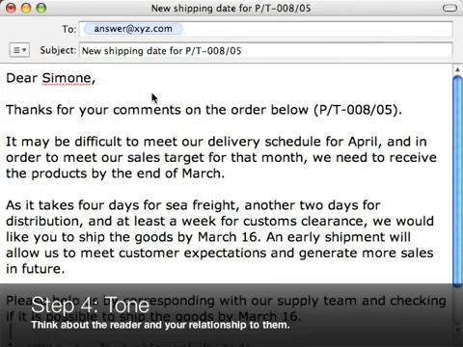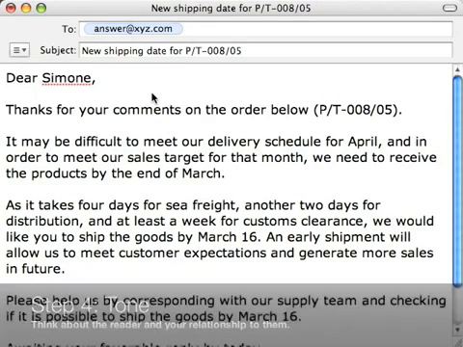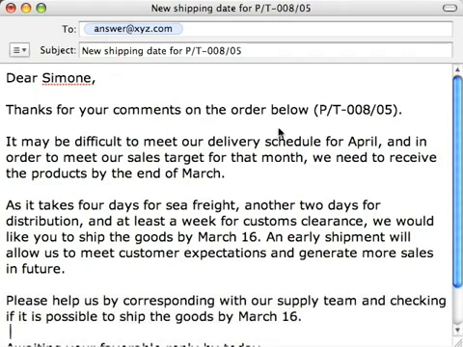For the most part, the tone is already pretty good. I can see only a few things that Claudia might want to change. First, let's look at the two phrases in the email where Claudia asks Simone to do something. These are the initial request, "We would like you to ship the goods by March 16th," and the repeat request, "Please help us by corresponding with our supply team."